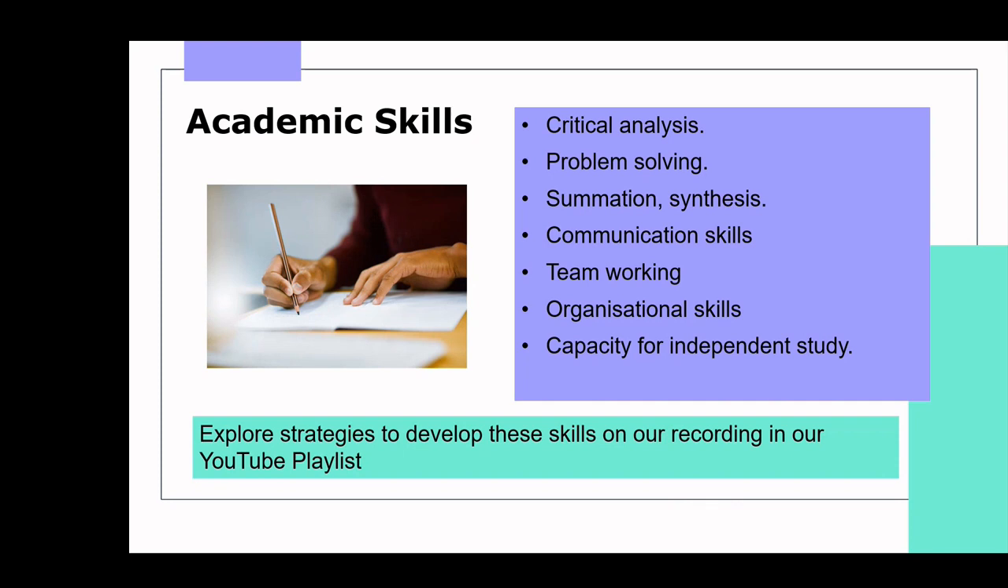But also communication skills, both written and verbal, and the difference in communication depending on your audience and their level of language. Teamworking, organisation and capacity for independent study. We have separate bite-sized recordings looking at strategies to develop these skills in your students. These are available on our YouTube channel.